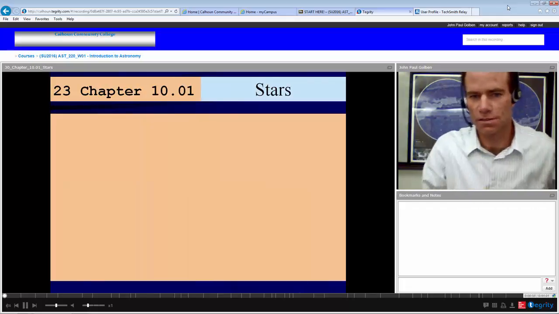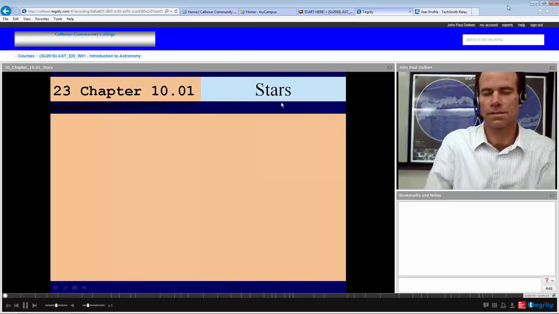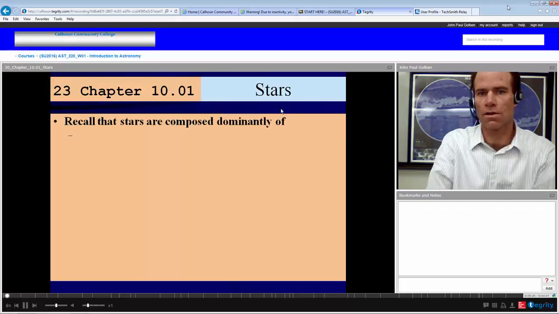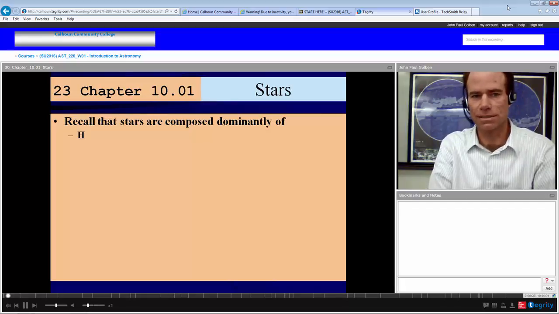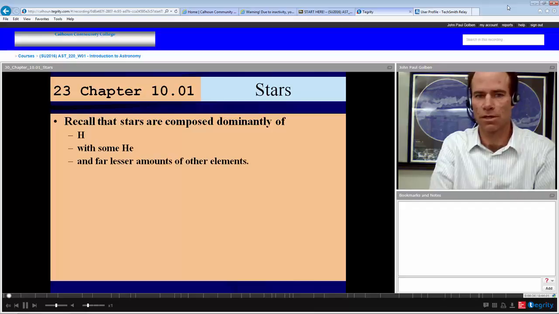Today we're going to talk about stars, and in particular look at our sun first. But here's some basic information in Chapter 10 about stars. We'll recall that all stars are comprised dominantly of hydrogen with some helium, most stars, and far lesser amounts of other elements.